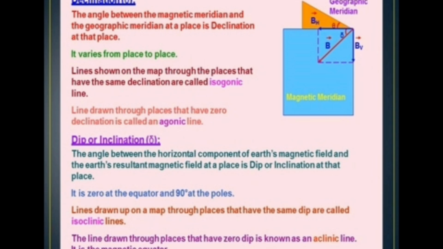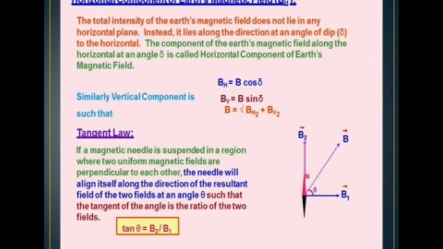Lines drawn on the map through places that have the same dip are called isoclinic lines. The line drawn through the places that have 0 dip is known as an aclinic line. It is the magnetic equator. And the horizontal component of the earth's magnetic field is called BH. So these are all the things you are going to see in a visual animation graphics. So don't worry about the theory. I will show you in the animation.